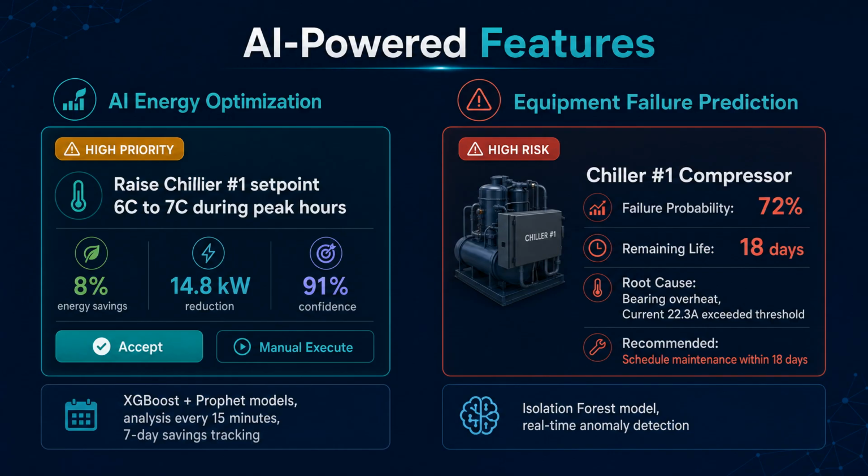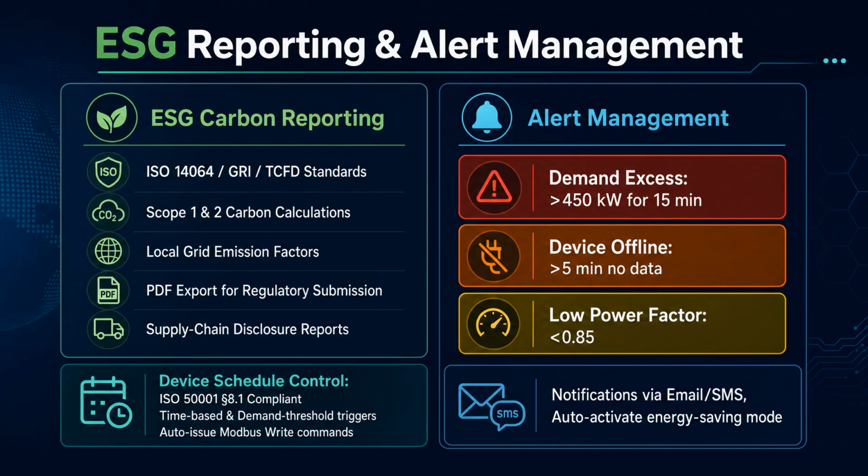For sustainability requirements, the ESG carbon reporting module calculates Scope 1 and Scope 2 emissions using local grid emission factors. It supports international standards such as ISO 14064, GRI, and TCFD, allowing you to easily export PDF reports for regulatory submissions and supply chain disclosures.